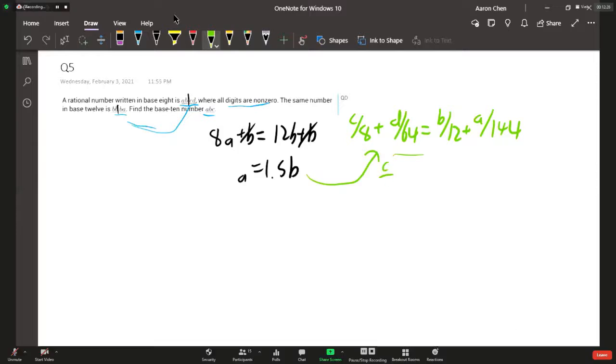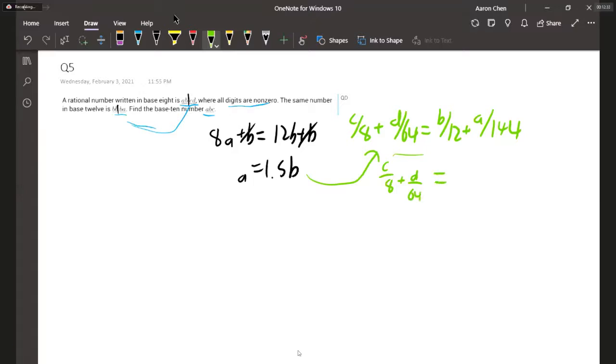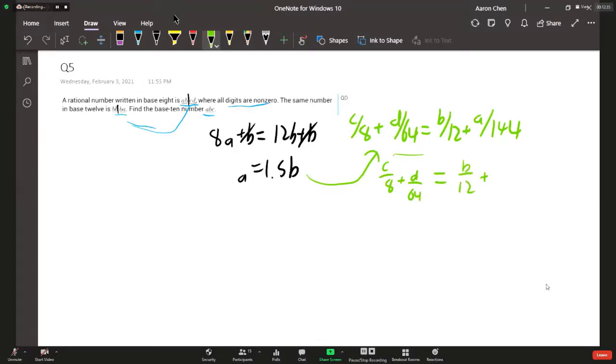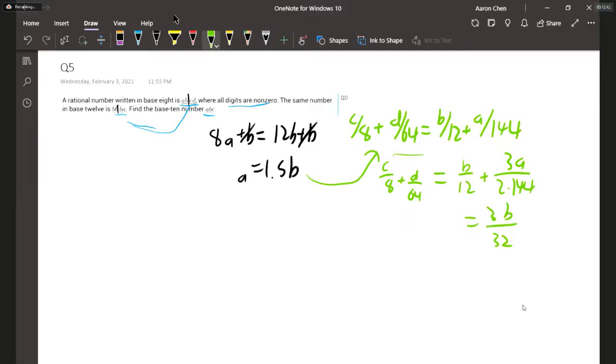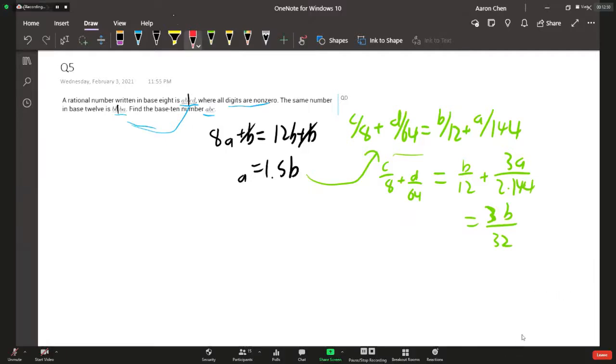And what that will tell you is that c over 8 plus d over 64 is just equal to b over 12 plus 3a over 2 times 144, which is 3b over 32 when you simplify this. And so you can multiply both sides by 64 now. And so what that tells you is that 8c plus d is equal to 6b.